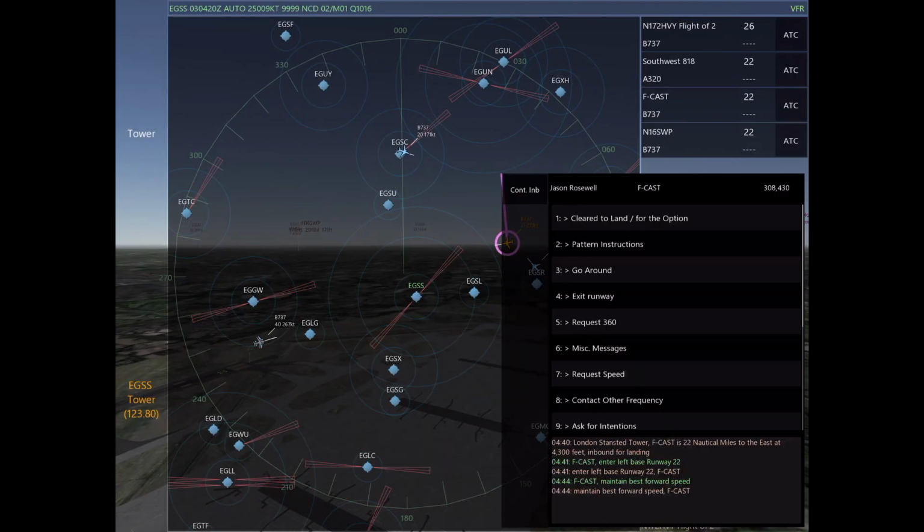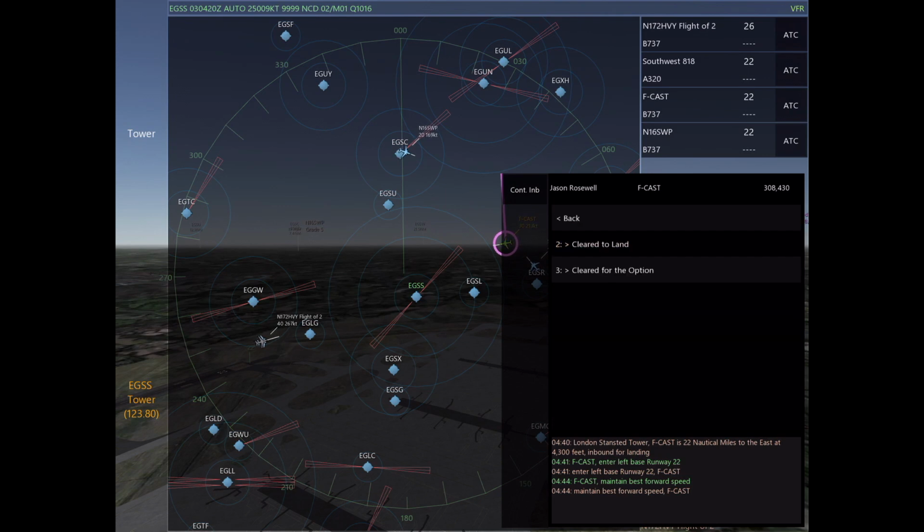The next thing I want to do is talk to Foxtrot Charlie Alpha Sierra Tango, and I'm going to clear him for the option. Now, the reason I'm clearing him for the option is because I'm not sure whether he wants to land or whether he wants to remain in the pattern.